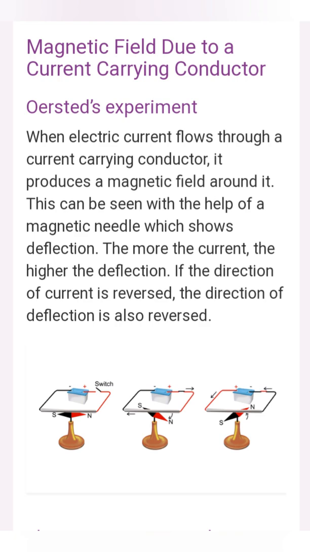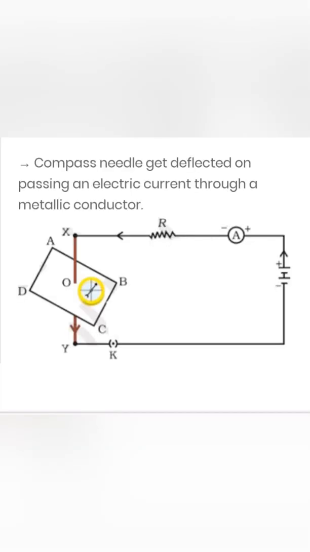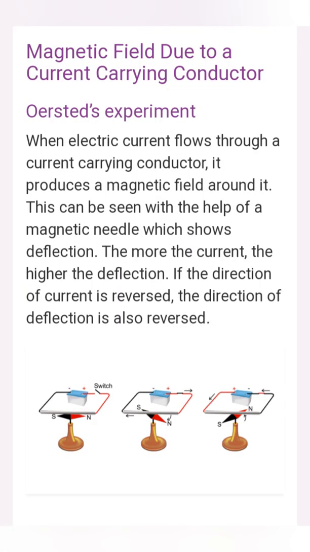You can see the circuit. When the current flows through the circuit, the magnetic needle is going to show deflection, which represents that the magnetic field is generated next to the wire through which the current is flowing. Now if we interchange the terminals of the battery, we will see that the deflection is reversed.